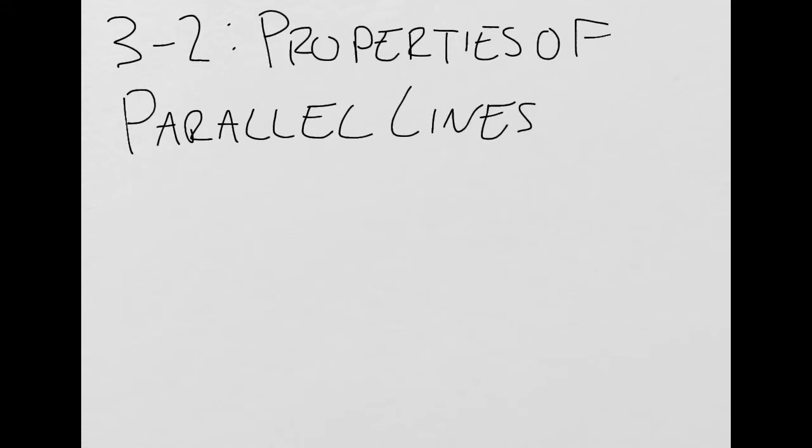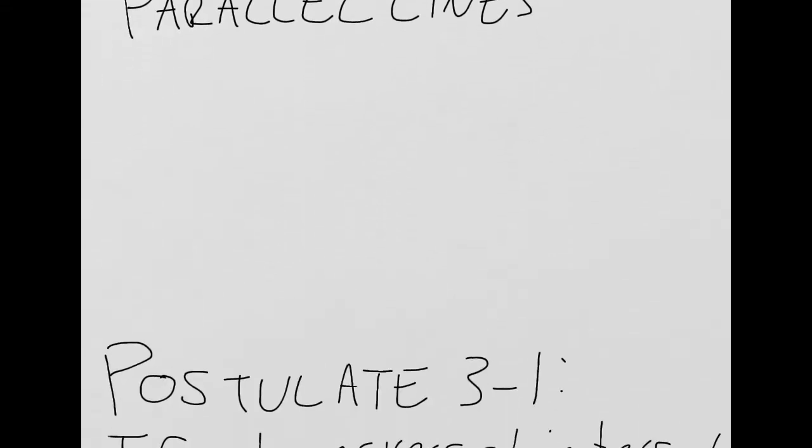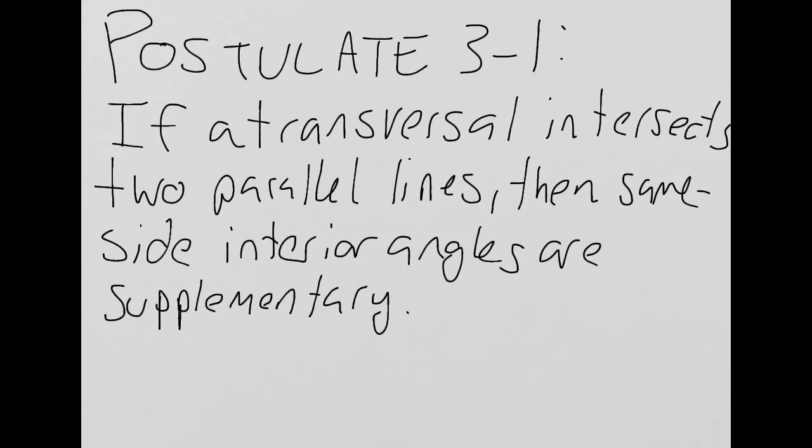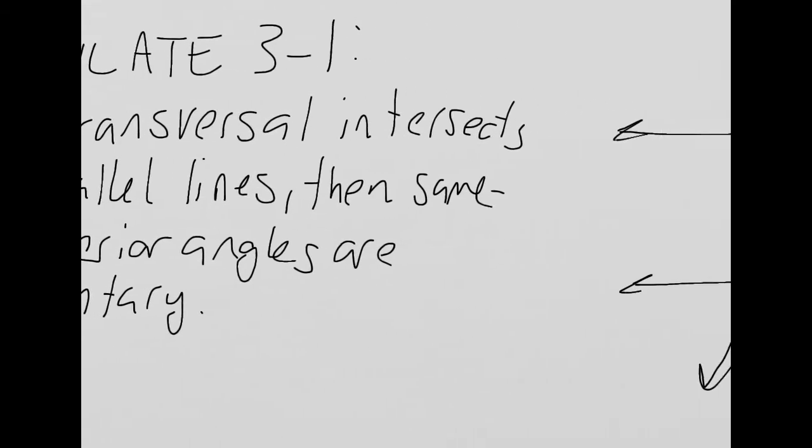So our first postulate is going to be postulate 3-1, and it says, if a transversal intersects two parallel lines, then same side interior angles are supplementary. Let's take a look at a diagram of that.